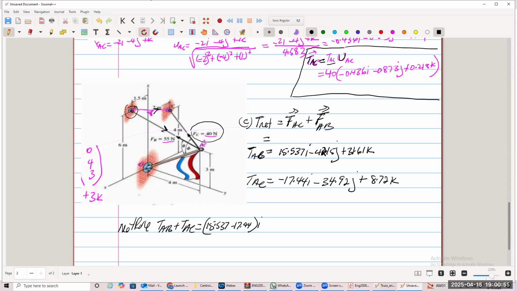The next one would be plus bracket minus 42.15 minus 34.92 bracket J. And the last one would have been plus 31.61 plus 8.72. What are those working out to be now, guys? Give me a workout here.